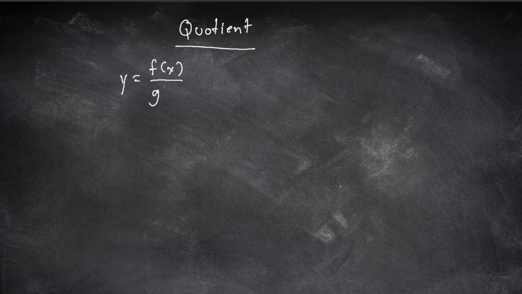So if we now want to find out how to do division, which is the quotient rule, we have y is now equal to f of x divided by g of x. What we could do instead is think about this as f of x times g of x to the power of negative 1, right? So this is just like a product rule because the power of negative 1 means just a reciprocal. So this is the same thing.